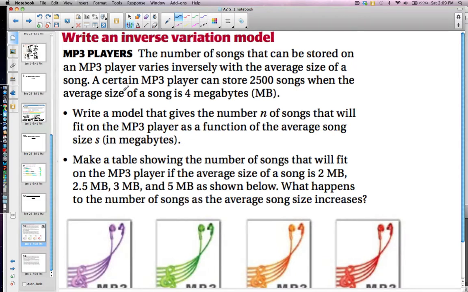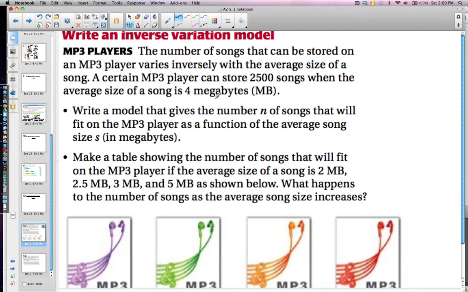Okay, so when we started the lecture, we talked about this idea that if I have a limited amount of storage space, the larger the items I'm storing means the less I can actually store. So that's, again, a case where my inputs may be getting larger, and that makes my outputs become less. If the size of my file gets larger, the number that I can actually store in that space becomes less. So if I want to write a model that gives the number n of songs that will fit on the MP3 player, the important thing is I thought about this and I determined this is the relationship. That tells me it's inverse.